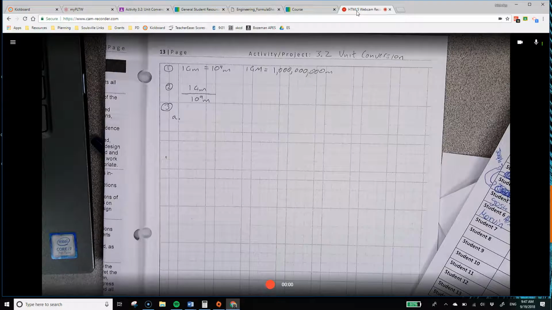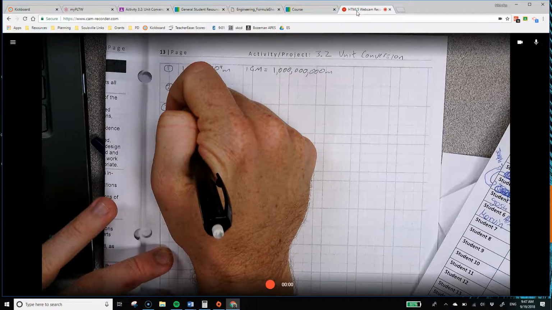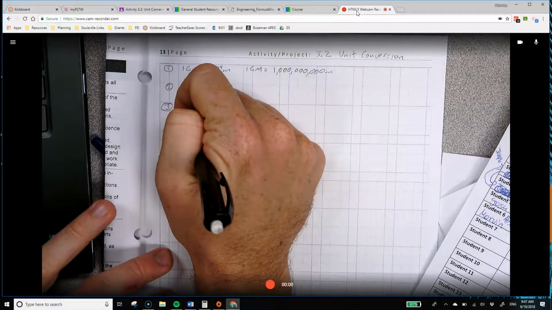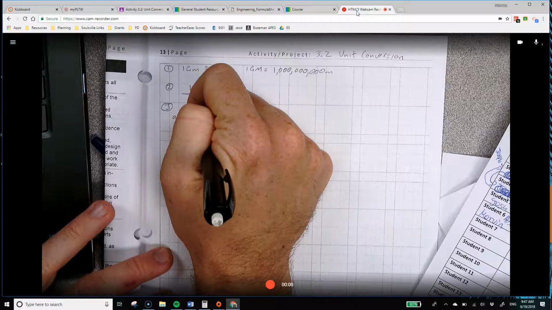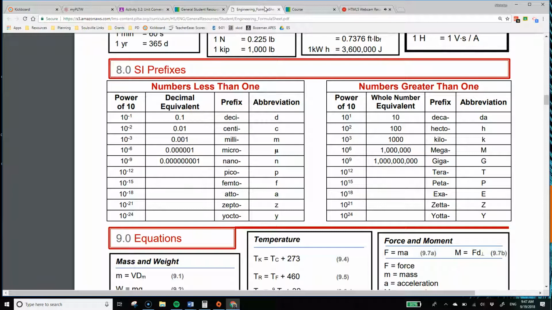All right, so can I get a volunteer to read out for me what is step A? All right, I need 4.567 trillion meters to gigameters. So I'm going to start out with 4.567, and then trillion.